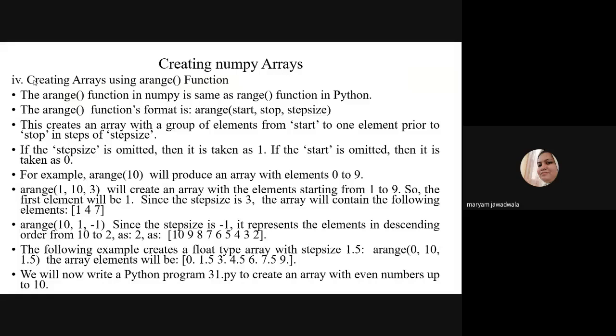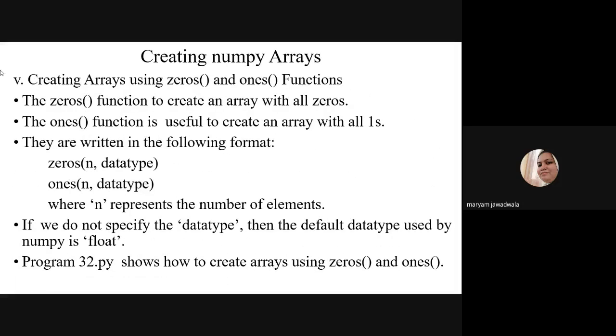Now we'll discuss the last way, or I can say the fifth way, to create a numpy array: creating arrays using the zeros and ones functions. As the name suggests, the zeros function creates an array with all 0 elements, and the ones function is useful to create an array with all ones. These functions are useful for some mathematical or scientific calculation, right?